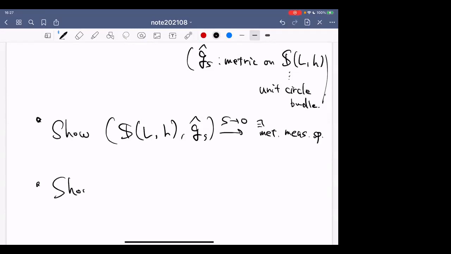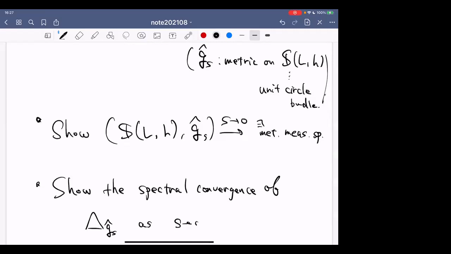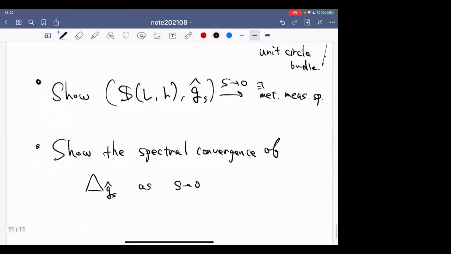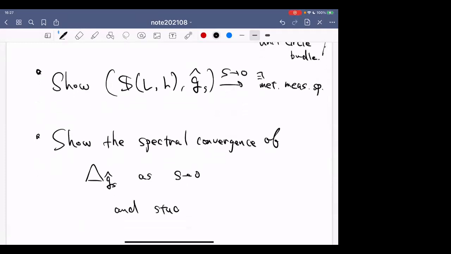So we show the spectral convergence of the Laplacian given by G hat S as s goes to 0, and the limit. And this is the outline of my talk.